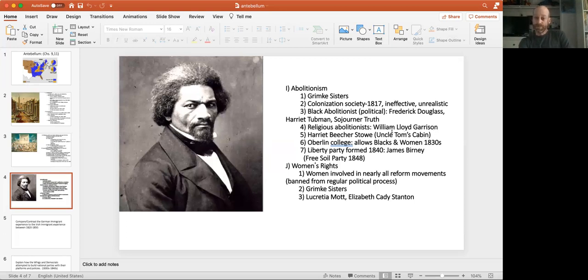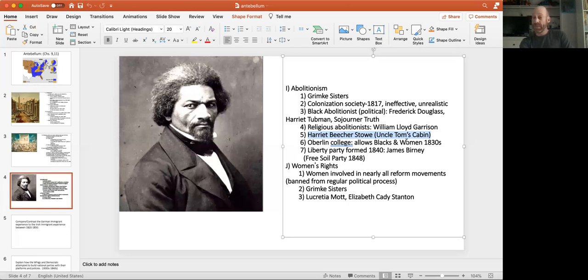There were women in this movement, like Harriet Beecher Stowe, who wrote the best-selling book up to that point in America, other than the Bible, Uncle Tom's Cabin. It comes out in 1852, and it was a scathing indictment of the slavery system.